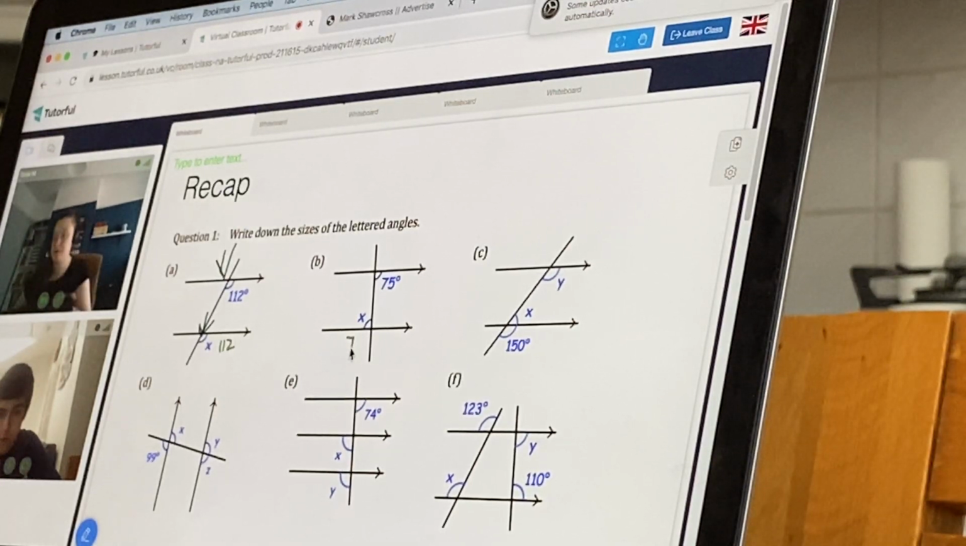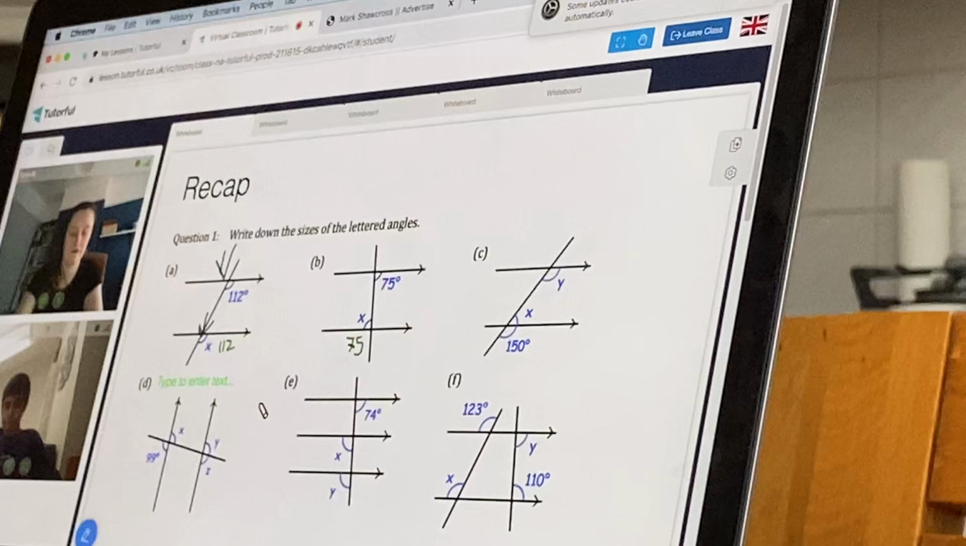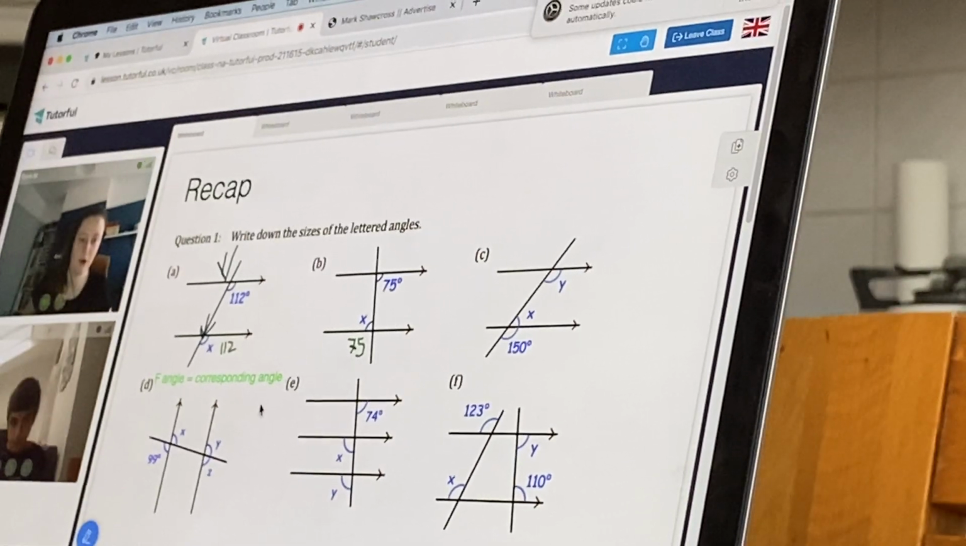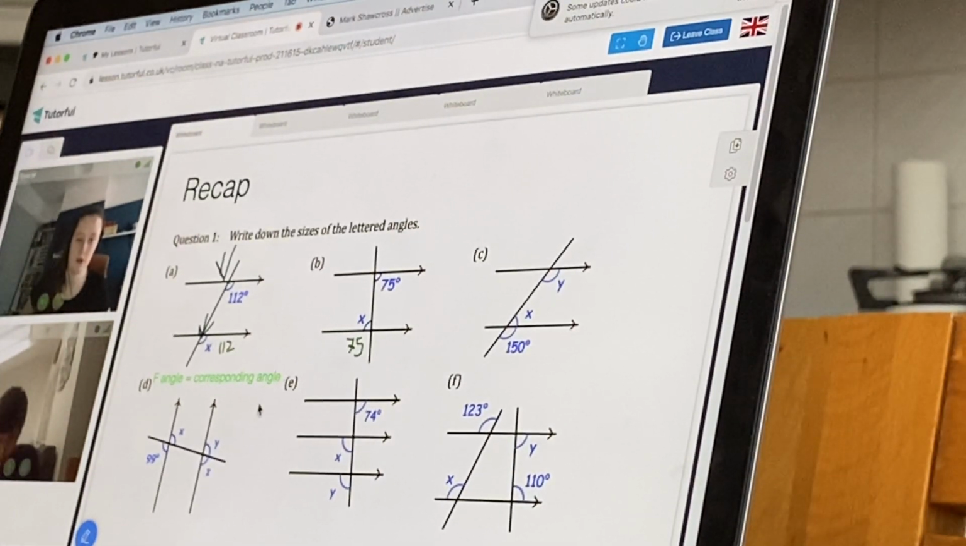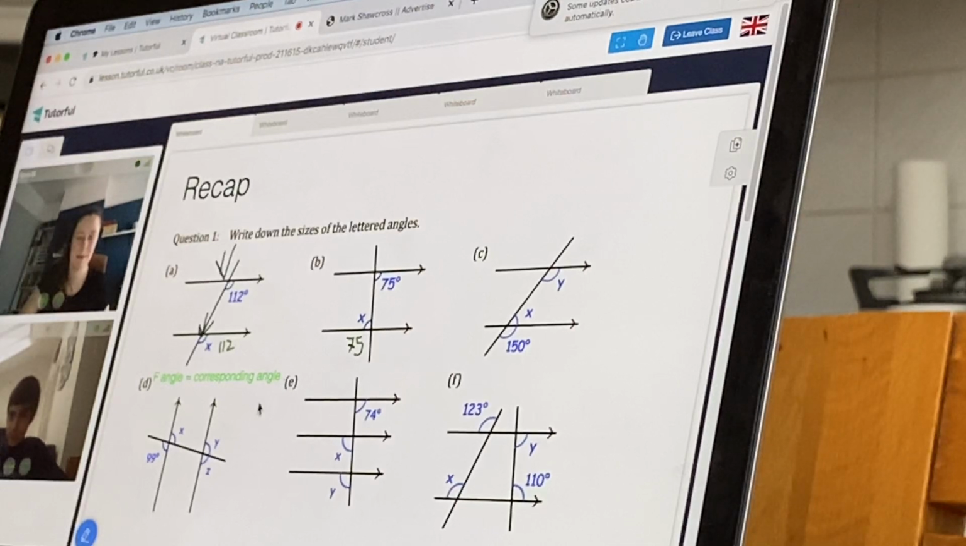So this one, you were right in saying that it's called an F angle. We do usually call it an F angle. And the proper name for it, if you like, is corresponding angle, because it's the exact same angle on a corresponding point. So we've got the 2 points there that are identical. Okay, fab. Keep going with them then.